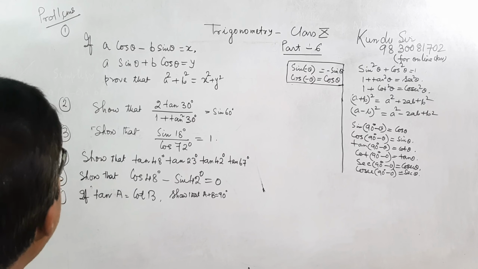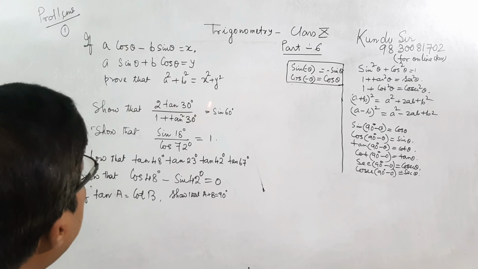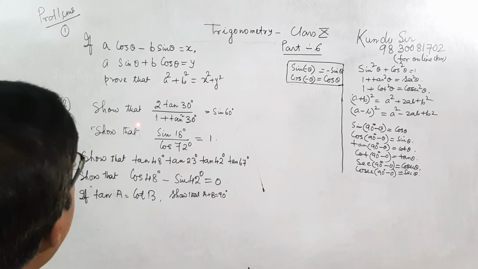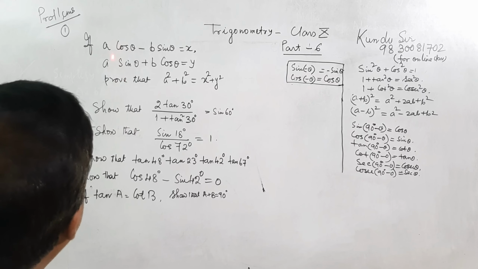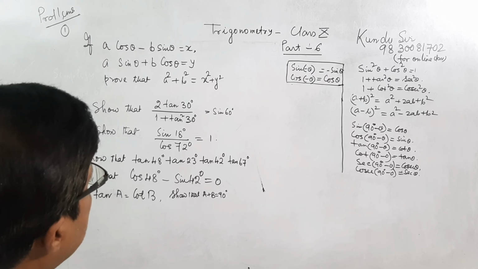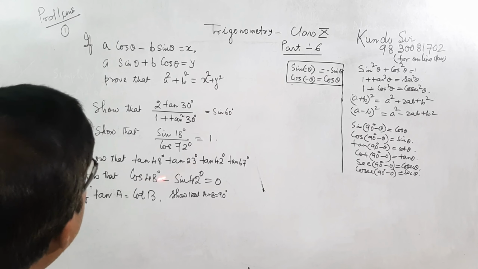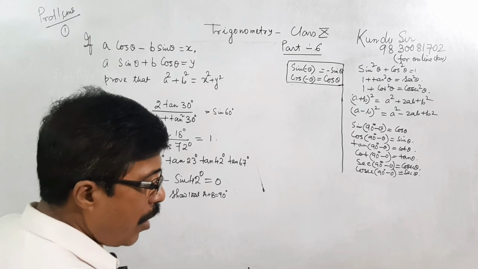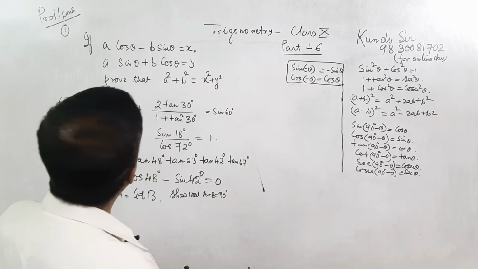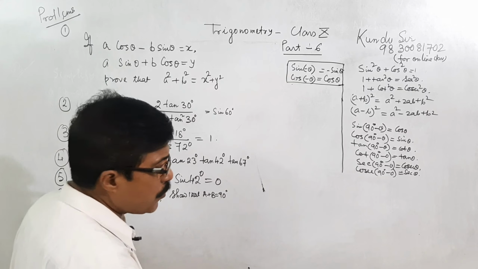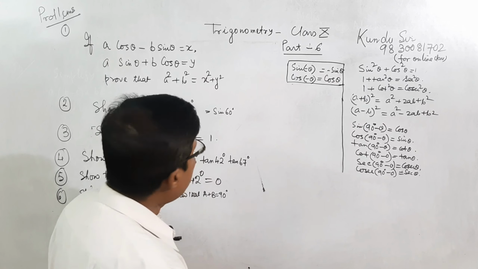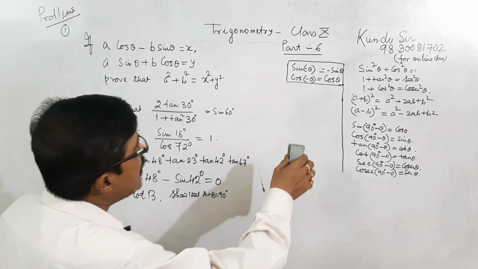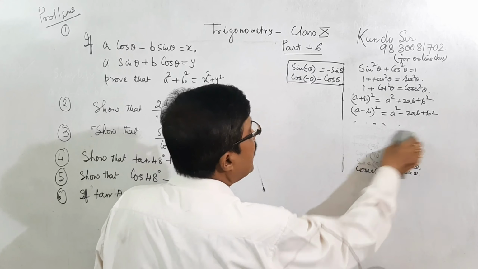Now there are 6 problems given on the left hand side. We will do 1, 2, 3, 4, 5, 6 as a practice paper. Now I am starting problem number 1. What is problem number 1? Problem number 1 is given here.